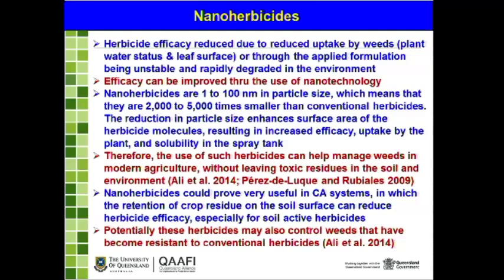Some work is already going on with this, and I can't discuss that much here. Therefore, the use of these herbicides can manage weeds in modern agriculture without leaving toxic residue. That's also one of the important points. When we say nanoherbicides, we mean using fewer chemicals, a lesser amount. I think it's very important in conservation agriculture systems, because we have crop residue in the field that can absorb most of these herbicides. So these types of nanoherbicides can be very helpful in those systems, and they may also control weeds that have become resistant to conventional herbicides.